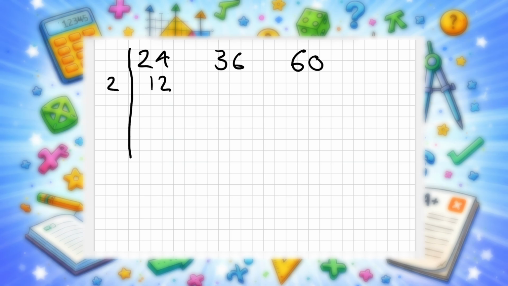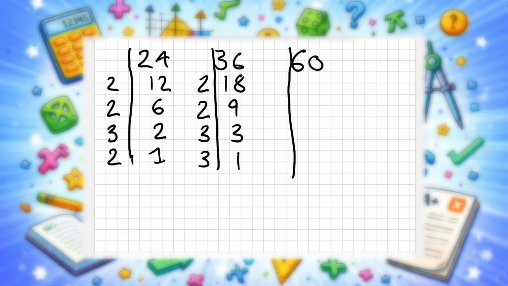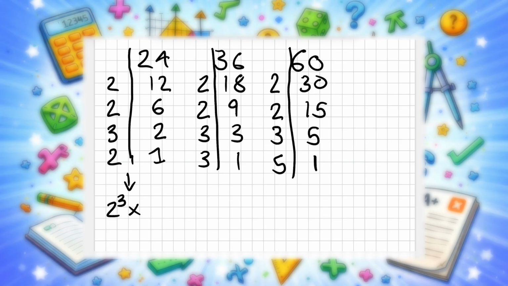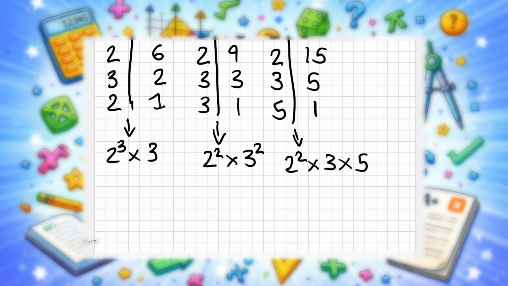Now we want to do that, but for every number we have. So let's take 24, 36 and 60. We will write out the diagrams for all of these and write all three numbers as a product of prime factors. This should all make sense and I will write all of these down. If not, make sure to go back in the video to really understand how I got these prime factors.